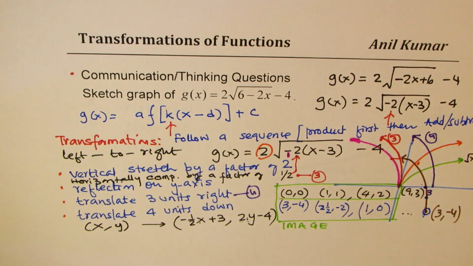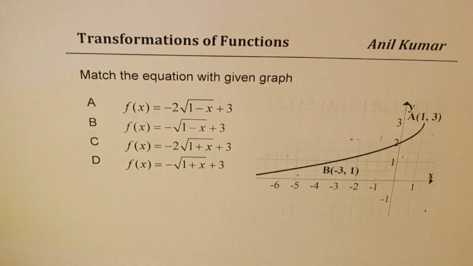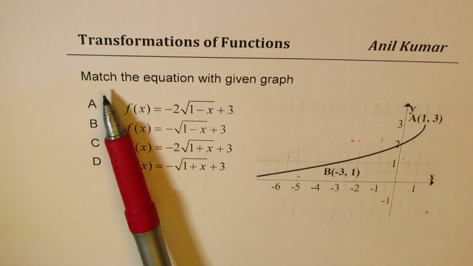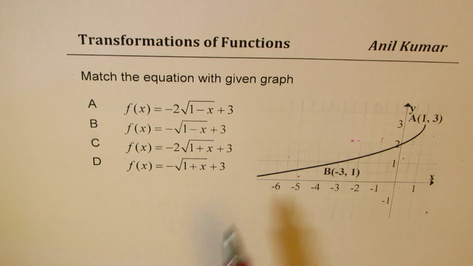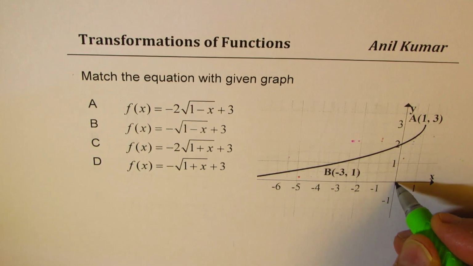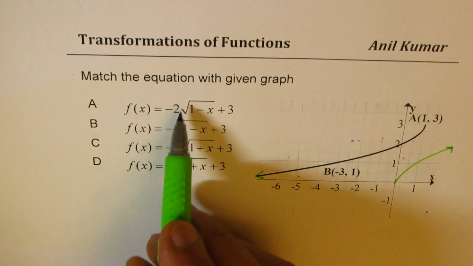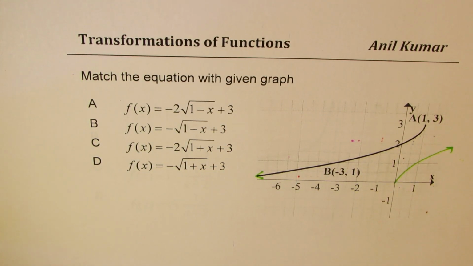Now, let us take up multiple choice questions based on transformations. I would like you to pause the video, look at this transformed function, and then answer. The question is to match the equation with the given graph. Here is a graph of a square root function. You know, normally it would look like this, right? Now it is looking like this. Now, which of these equations fit for the given graph? That is what you have to make out.